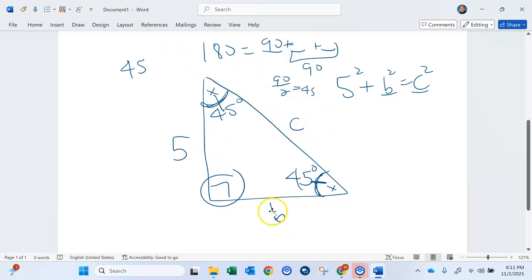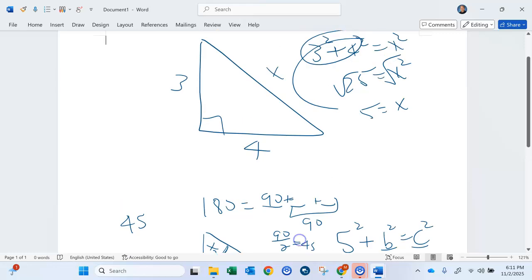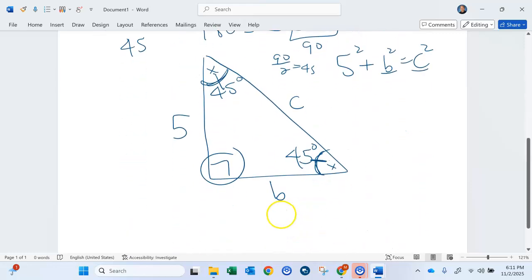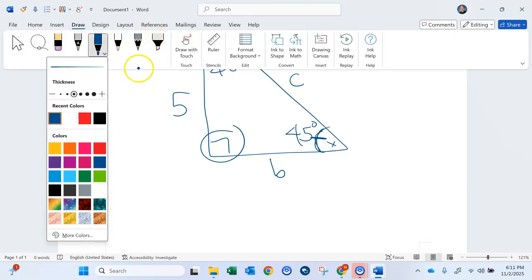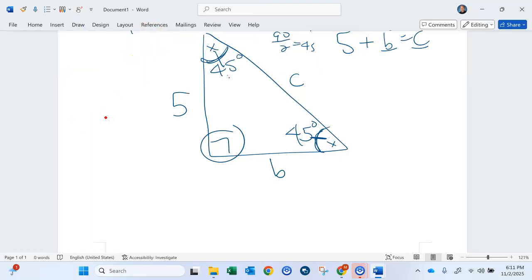And why does that help us with the sides? Well, because it has the same angles, remember, sides correspond to angles. So if these angles are the same, remember, this corresponds to that, and this corresponds to that.